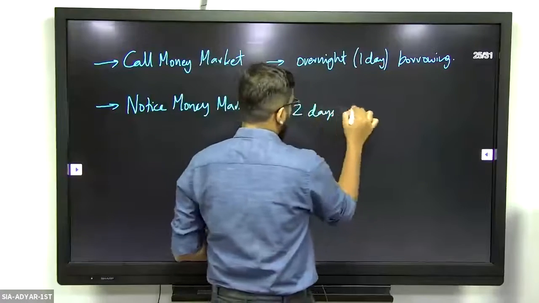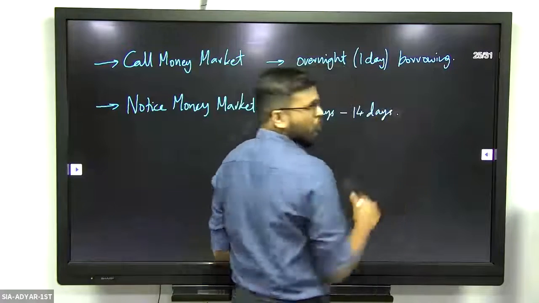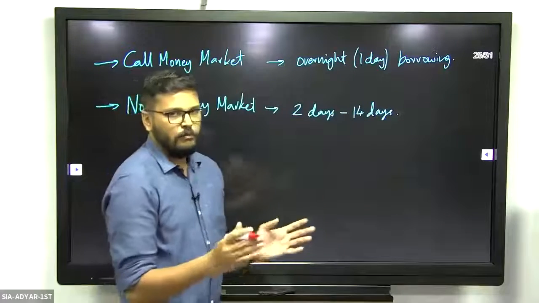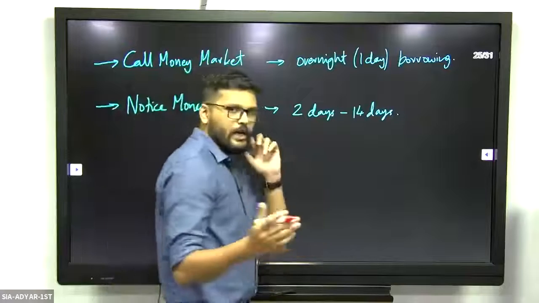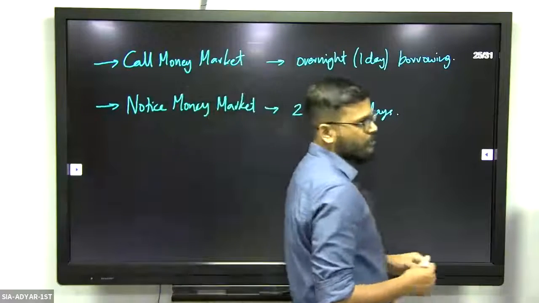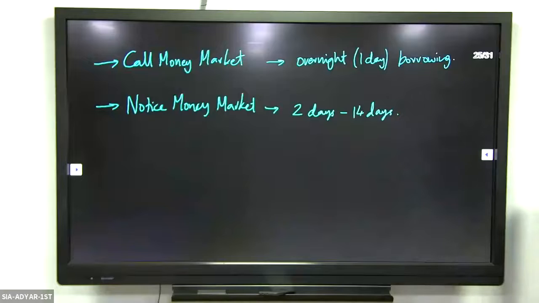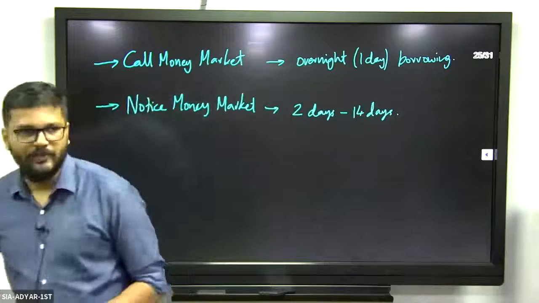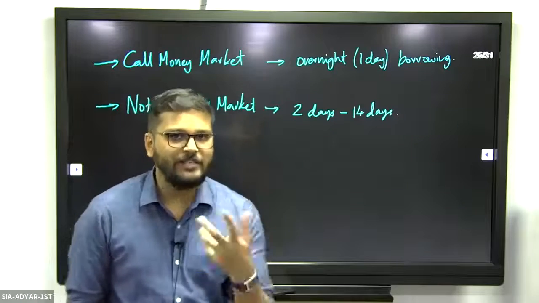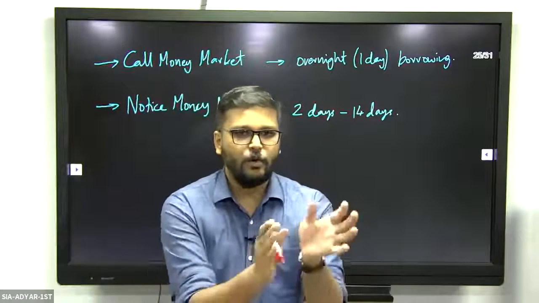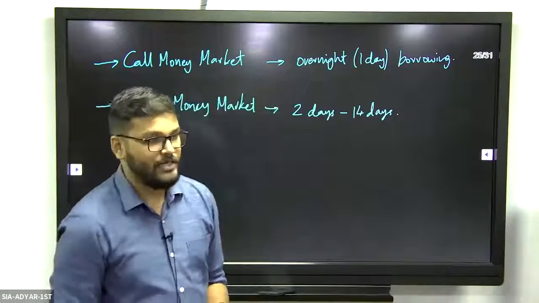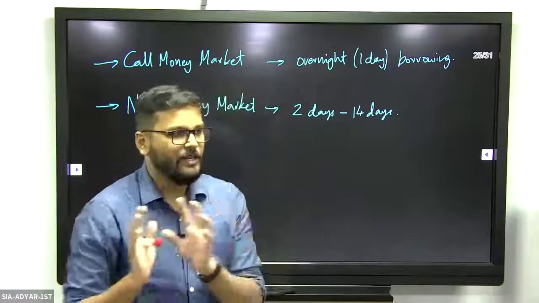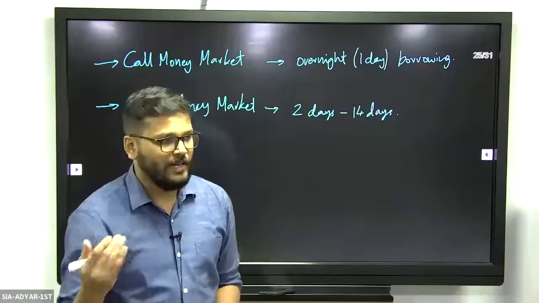2 days to 14 days. So a 2-week borrowing, but more than 1 day. So more than 1 day, but within 2 weeks. That is called as notice money market. So here when I say 7 day, so 7 days would refer to, for 7 days the interest will be calculated. So loan will be given saying over the 7 days you have to give me, say let's say 10%. It is not daily 10%. For that 7 days, 10%. Beyond that, one more 7 days, 10%.